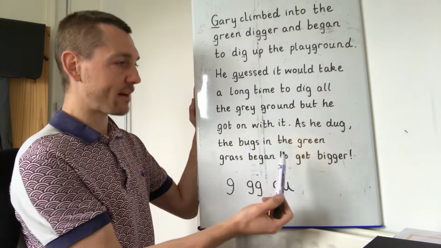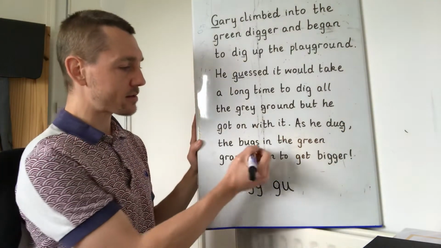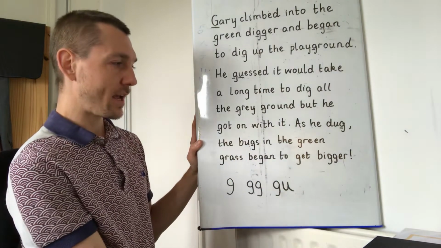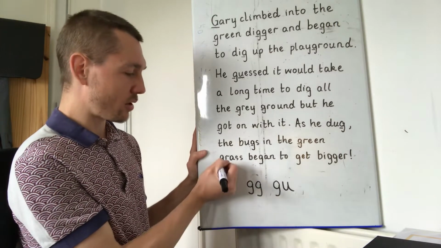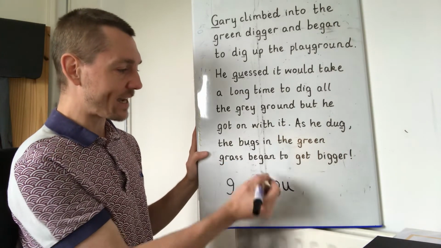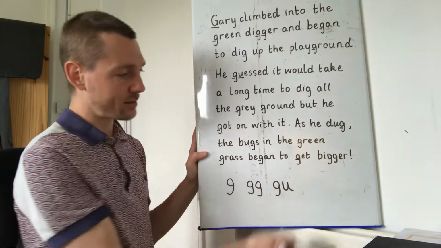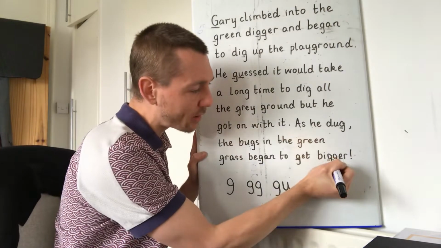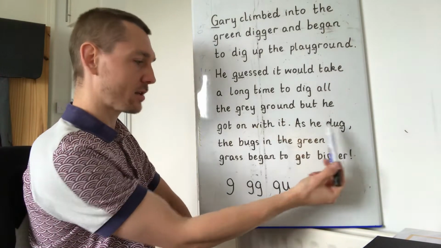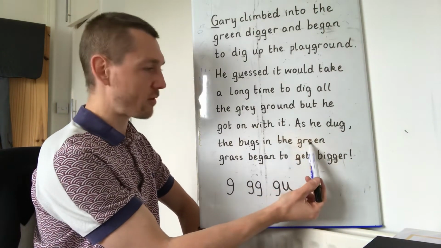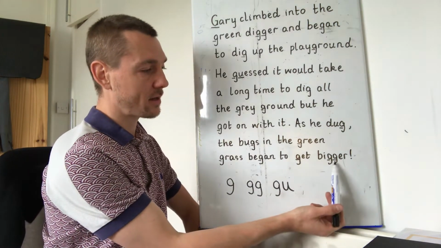Okay, let's carry on. As he dug, the bugs, bugs, in the green, green, grass, grass, began, began, to get bigger. So you should have written in that sentence the words dug, bugs, green, grass, began, get, and bigger.